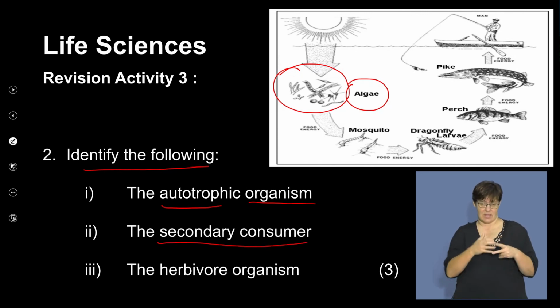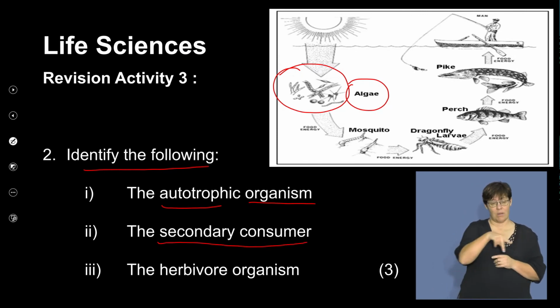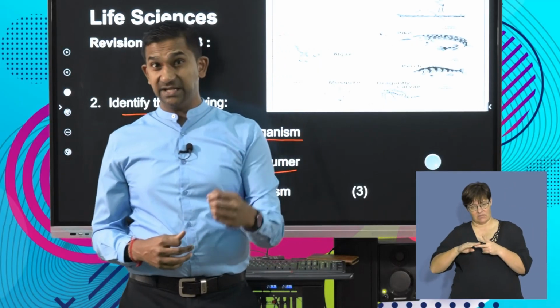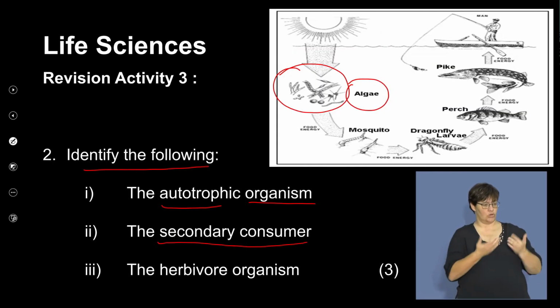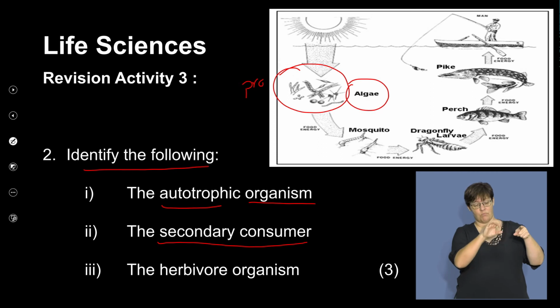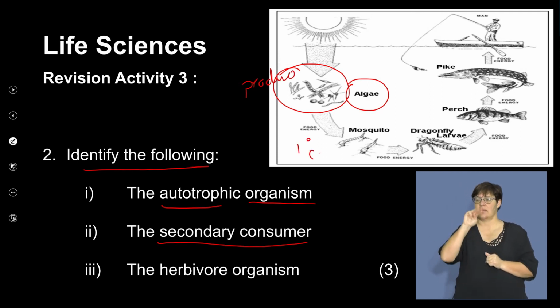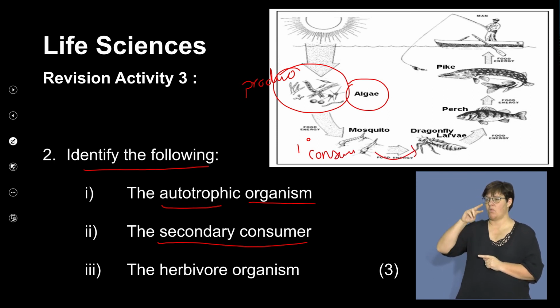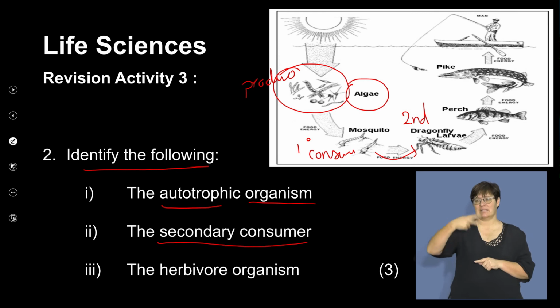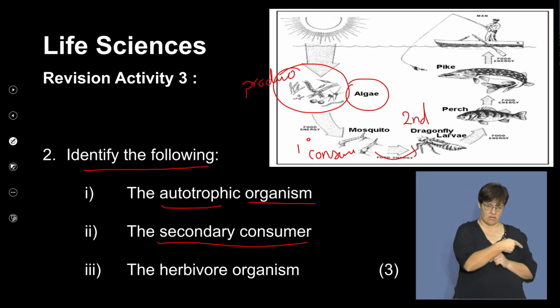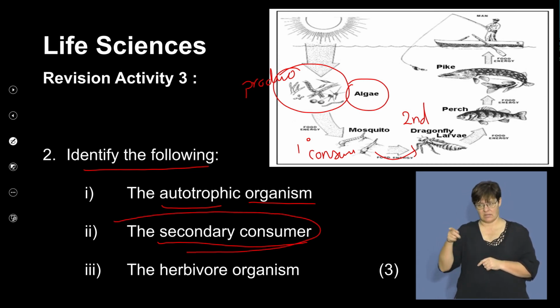Secondary consumers. Guys, we have primary consumers and we have secondary consumers. So if I were to label this, these would be your producers, this would be your primary consumer, and then these would be your secondary consumers. And then to get back to our question, the secondary consumer in this would be your dragonfly larvae.